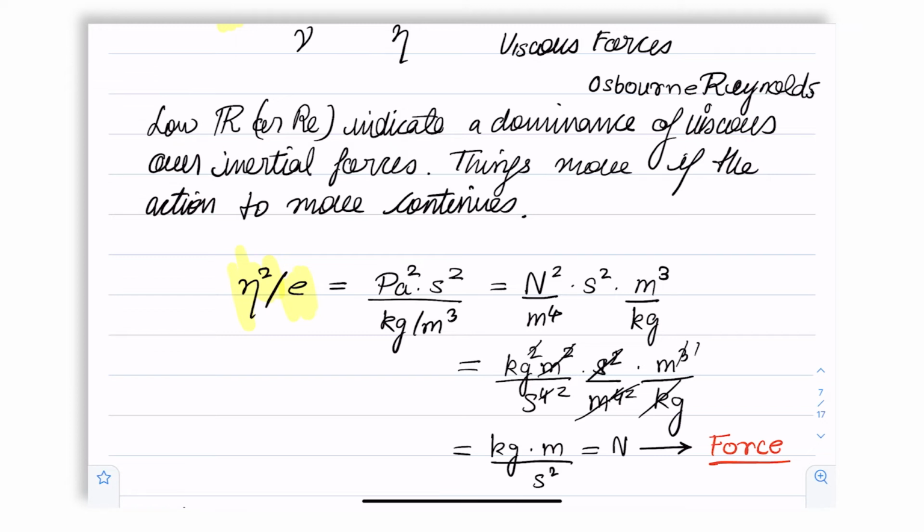Substituting that, we get something that has kg square meter square second to the power 4. We already had second square. We have meter cube kg, and we had Newton per meter square, which became power 4. And this resolves to kg meter per second square, which is nothing but newtons, and this is force. And this is thought to be, at least in concept, the quantification in some senses of the viscous force.